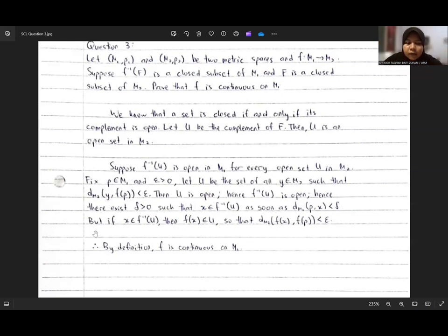But if x is an element of the inverse image of U, then f(x) is in U. So that d_M2(f(x), f(p)) is smaller than epsilon. So by definition, f is continuous on M1.